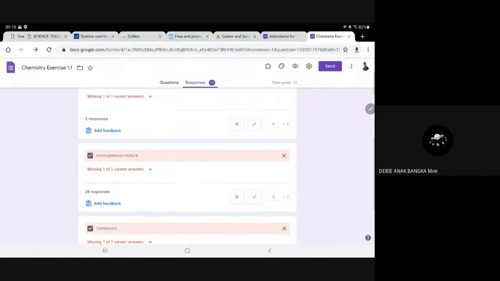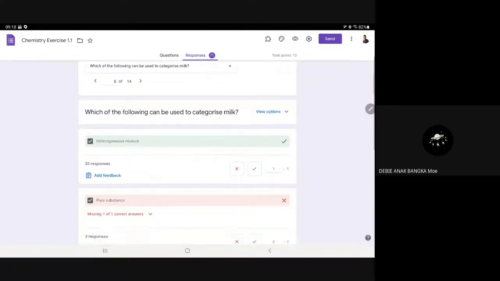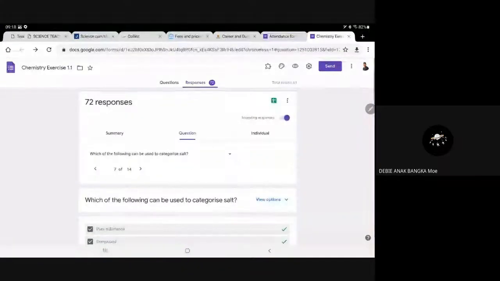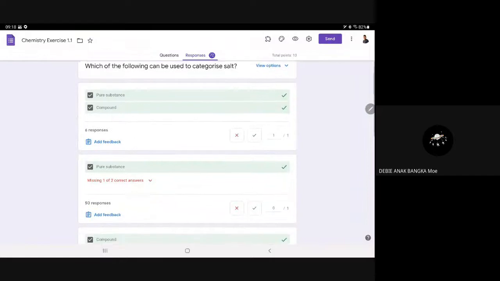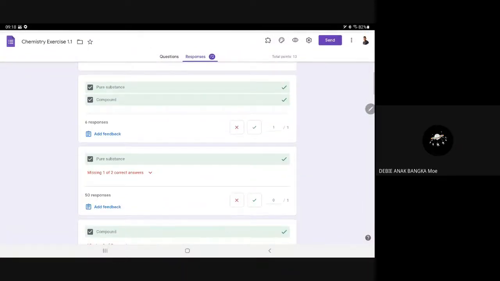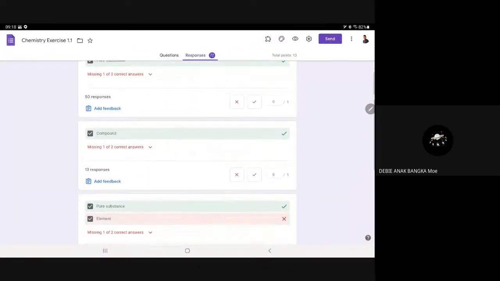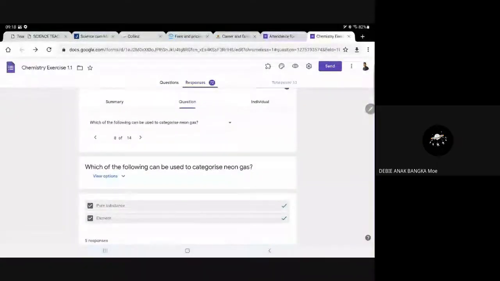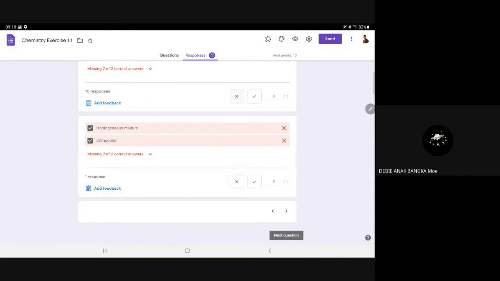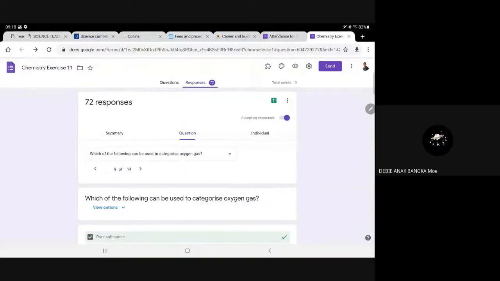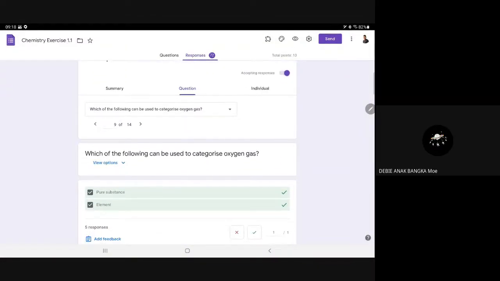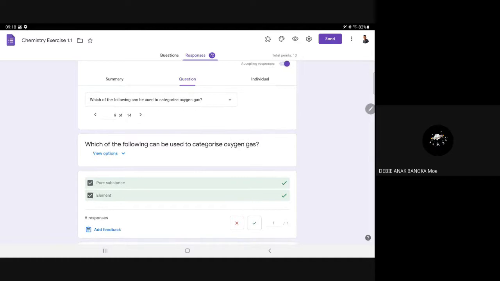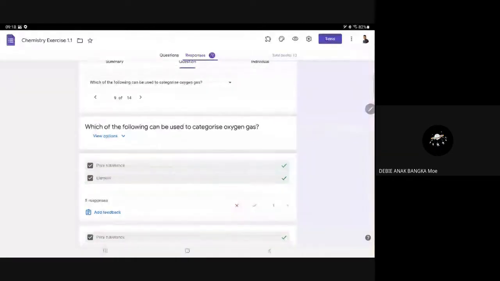Right. Okay, and then the next one, milk, I answered this earlier too. Then salt should not be a problem. It is a pure substance and a compound because salt is made up of sodium chloride. It is in the notes as well. And then neon gas is the same, I already answered it earlier. Oxygen gas: it is made up of O2, so it is a pure substance and an element. So this is the correct answer, both of them.